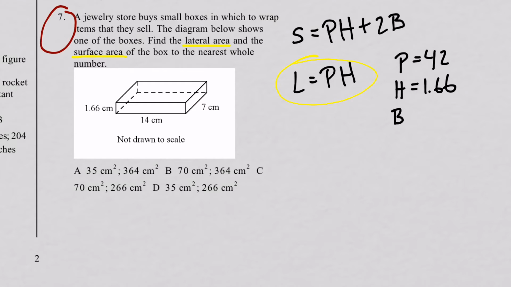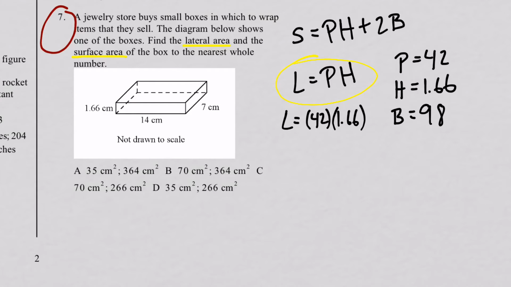The area of the base, let's go ahead and find it already so that when we plug it in, it makes everything easier. Since the base is a rectangle, it's length times width, so 14 times 7, which gives me 98. Now plug them in and you're done. So let's find the lateral area first. The lateral area is P times H, so 42 times 1.66.